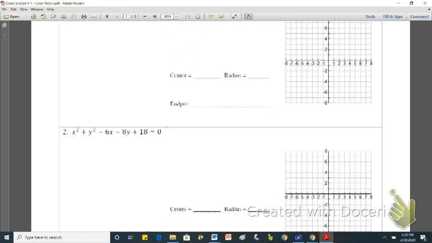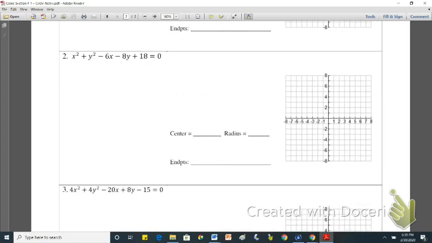We are going to start this process exactly the same. We are going to group our x's together and our y's together, leaving a blank for our completing the square. So it would be x squared minus 6x plus blank plus y squared minus 8y plus blank. And we're going to move that constant to the other side, so that's a negative 18 with 2 blanks over there to keep our equation balanced.